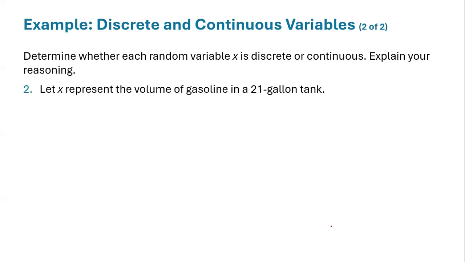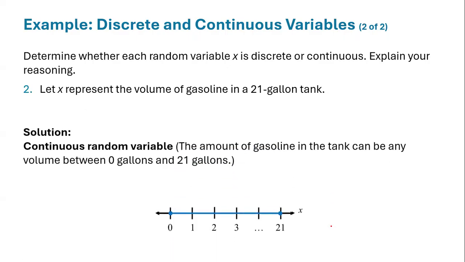X represents the volume of gasoline in a 21-gallon tank. For sure it is a number between 0 and 21. But the question is, are they only finite or countable numbers, or can it be any number? When we talk about the volume, it can be any number from 0 to 21, even numbers between 0 and 1 gallon, like 0.5 gallon, 1.75 gallon, 2.63 gallon. So since it can have any number, it's called a continuous random variable.